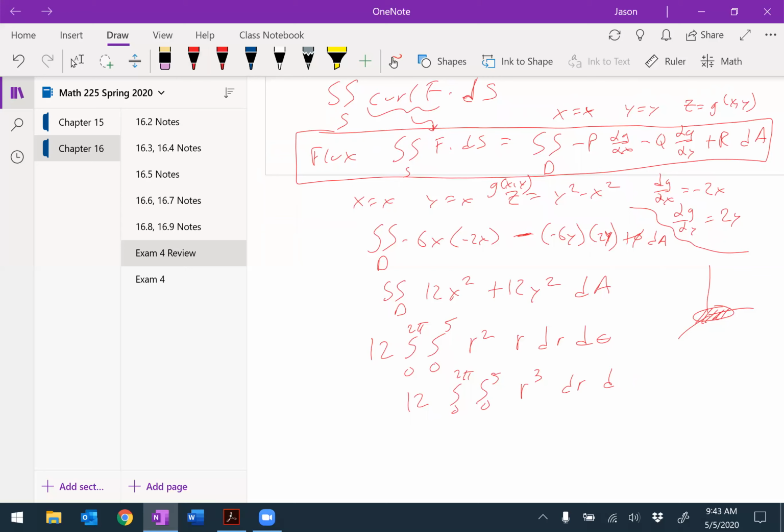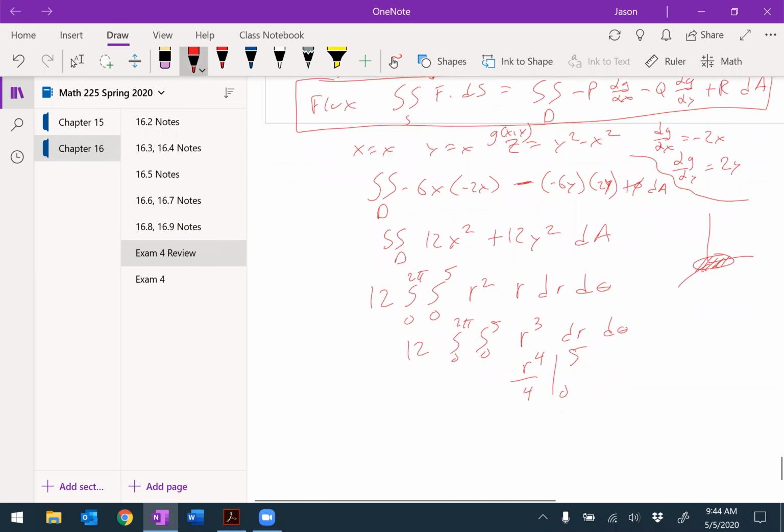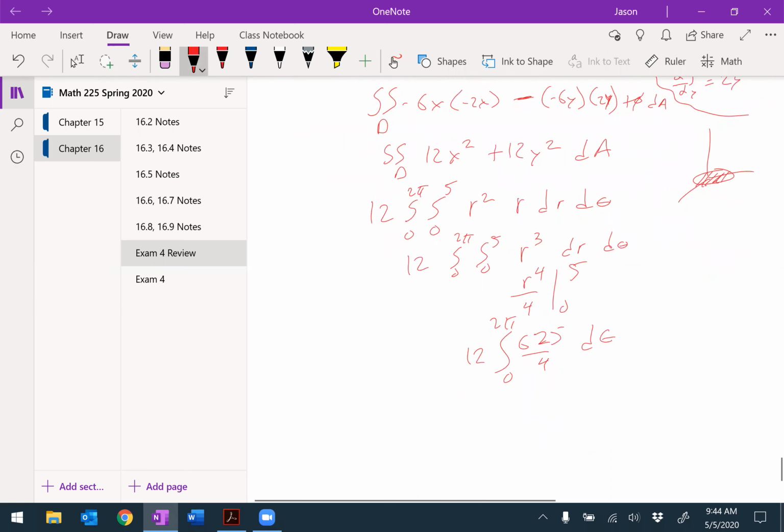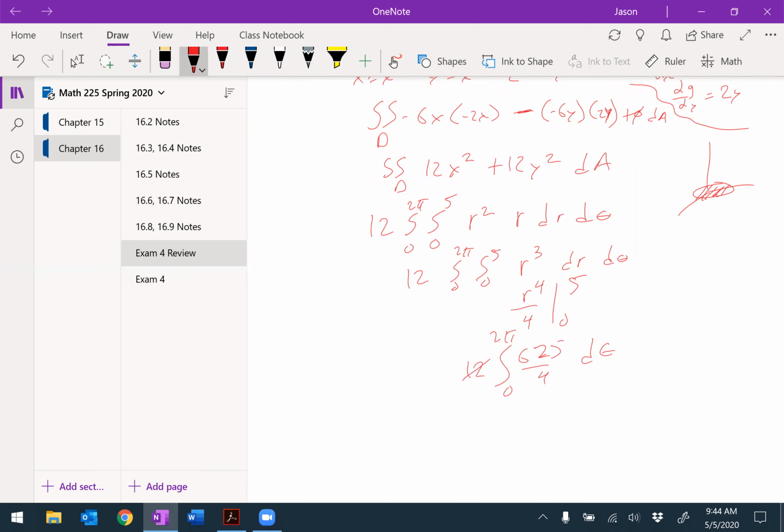Okay, and I really like this problem. I'll tell you why in a second. And so this is going to be r to the 4th over 4, right, from 0 to 5. Okay, and so plug that in. I get 625 over 4, times the 12, so I could actually cancel that out, but whatever, we'll leave it. 12, 0 to 2 pi, d theta. So I'm going to cancel the 12 and the 4, that's going to be 3.